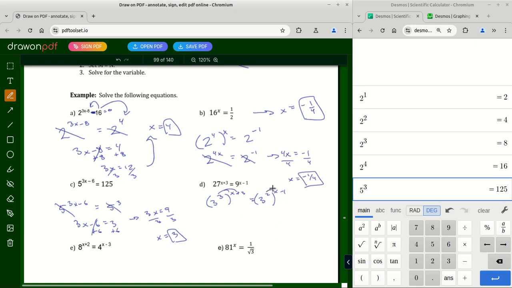Whenever you have powers of powers, they multiply. And here I'm actually going to also distribute at the same time. Cancel your 3's. 3x plus 9 is equal to 2x minus 1. Minus the 2x. Minus the 9. And so then I got x is equal to negative 10.